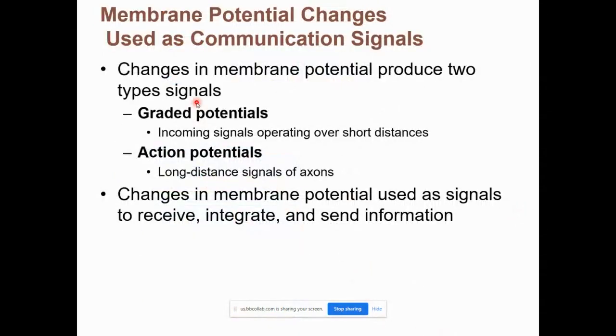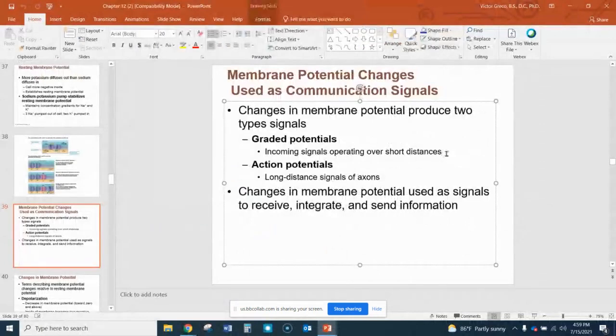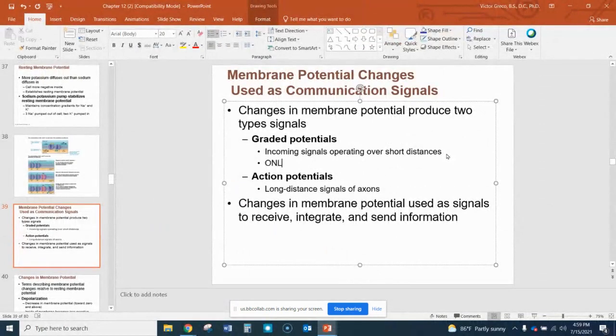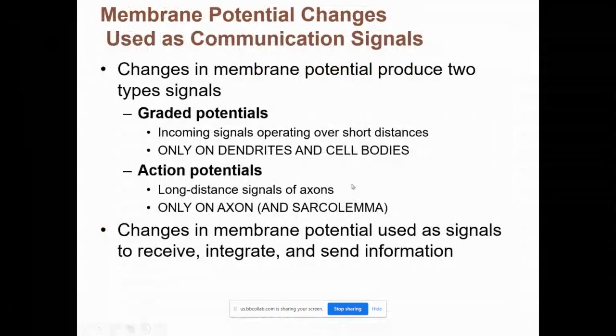All right, so next, there's 2 types of signals, and I already mentioned this. You have graded potentials and action potentials. You might recall that the graded potentials are only, I'm going to write this in. Right? It says it somewhere else, but since we're talking about only on dendrites and cell bodies, right? On neurons, they're only on the dendrites and cell bodies, where the action potentials are only on the axon.